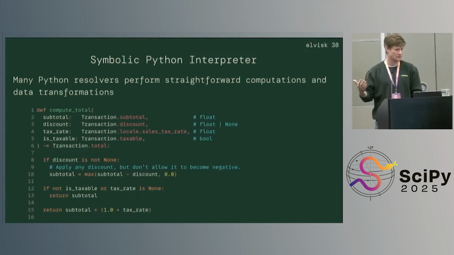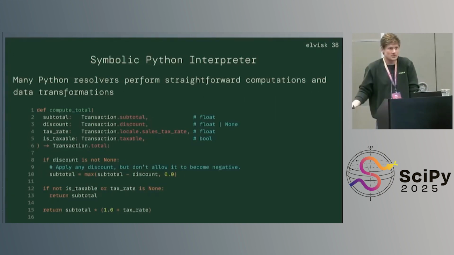You're not going to get money back in order to buy something, so we'll take the max of that and 0. And then if it's not taxable or if the tax rate is none, we'll return the subtotal, and finally we'll increase the amount of the subtotal by multiplying it by the tax rate. So that's the Python function we want to look at and turn into SQL.